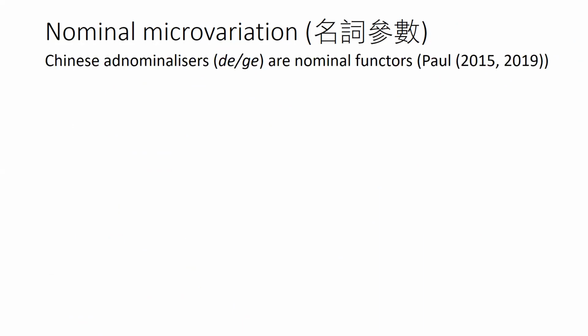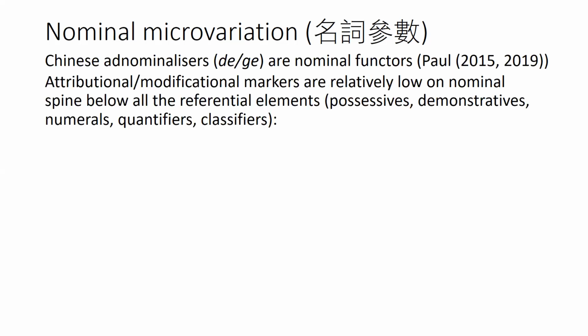All right, so we've seen that it's possible to discover microvariation in the nominal domain between the Chinese dialects. Adopting the formal analysis provided by Paul, etc., the anomalous are nominal functors. Their distribution calls for a bit of attention because numerous people have noted that attributional or modificational markers are relatively low on the nominal spine.